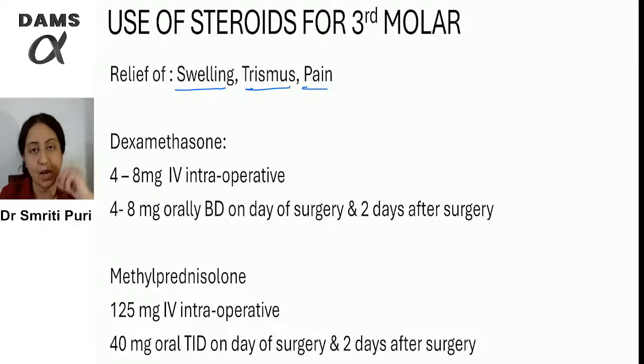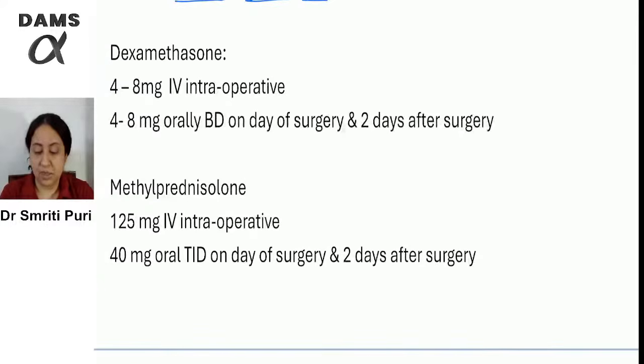Alright, and that swelling will in turn cause trismus. So to keep this swelling, trismus and pain minimal, we use steroids. Now we can use dexamethasone: 4 to 8 mg IV intraoperative, followed by 4 to 8 mg orally BD on the day of surgery. So suppose someone has undergone an extraction today, you will give IV during the extraction. You will ask the person to take 4 to 8 mg twice today, that is when the surgery has taken place, orally, and for the next 2 days.